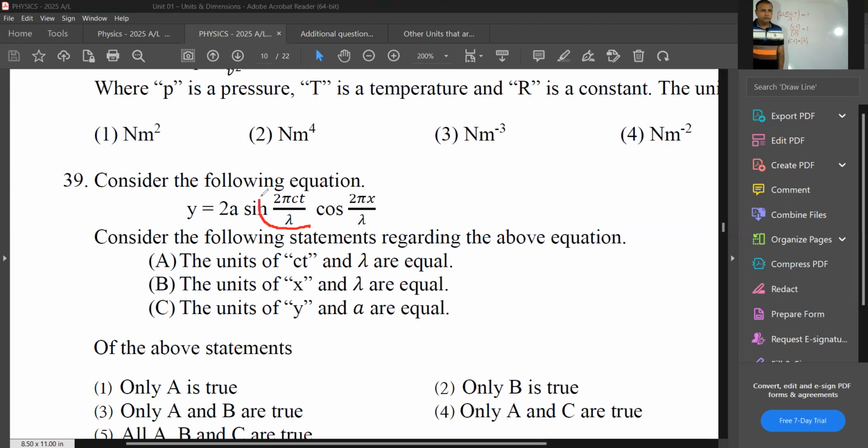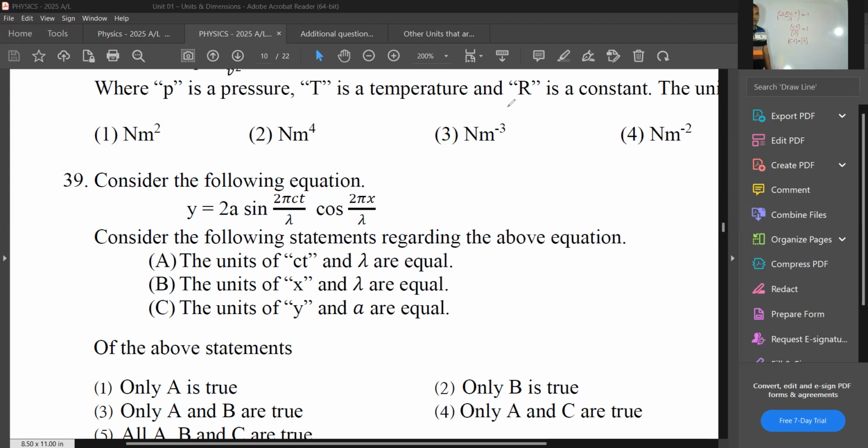You know this is an angle. Look at this. If this is an angle, now think of it as a dimension. If it is an angle, this one should be equal to 1. If it is equal to 1, the upper part, that means the numerator, should be equal to the denominator. That means CT should be equal to lambda.